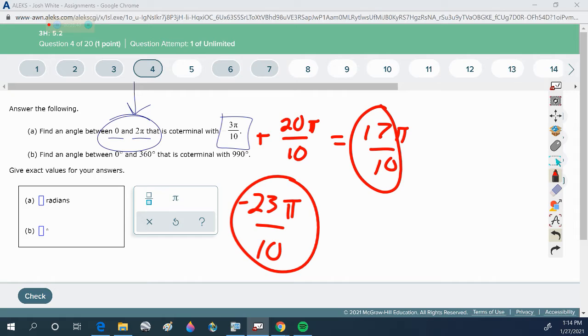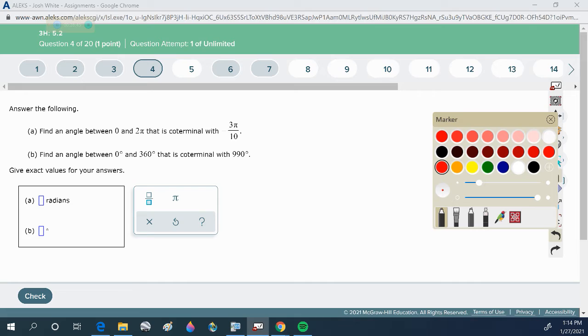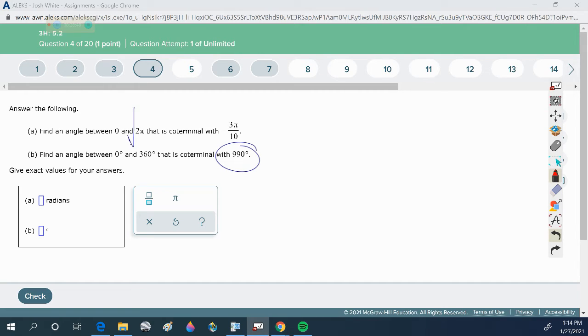Yes. Okay. For the degrees, how do I turn this into a number inside there? Subtract it. So pull up my calculator. 990 minus 360. I get 630. Am I done? No, why not? It doesn't fit in the window. So what do I do? Subtract 360 again. And I get 270. Is that what I wanted? Yes, that fits in the window.